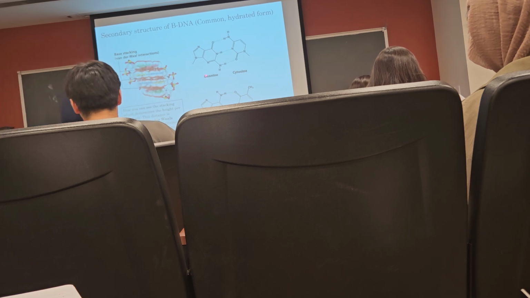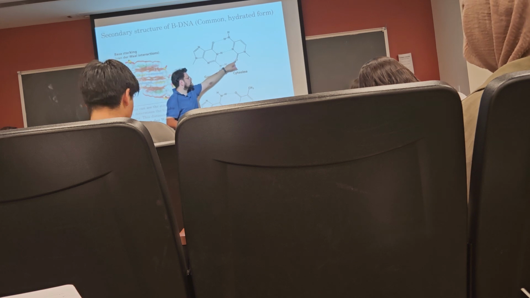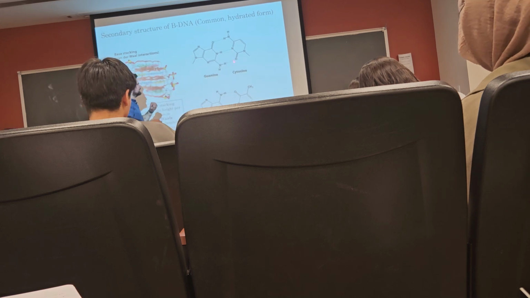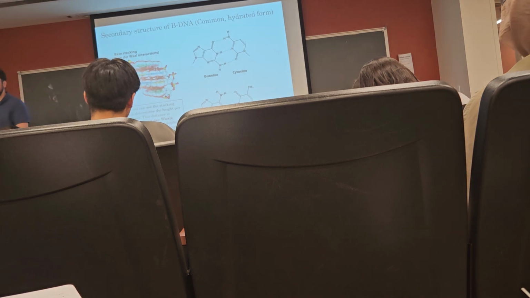So here's our pyrimidine, cytosine, and our purine, guanine. Here we have a hydrogen bond donor forming a hydrogen bond with the corresponding acceptor on cytosine, this donor with this acceptor, and this acceptor with this donor. And this also helped lead to the overall solving of the DNA structure, right?